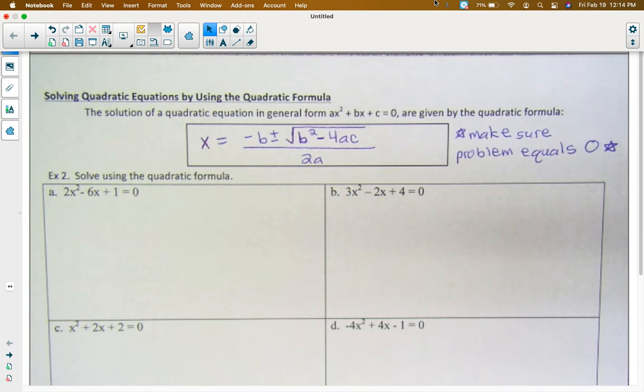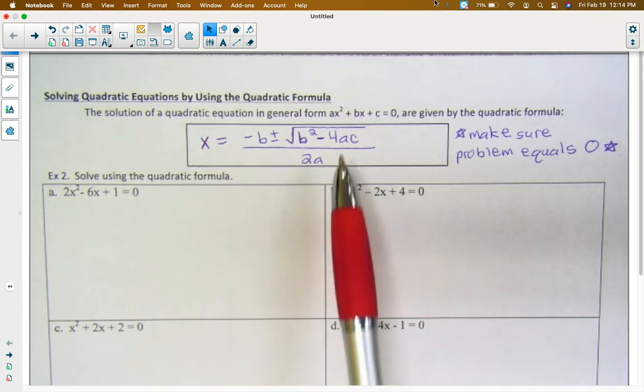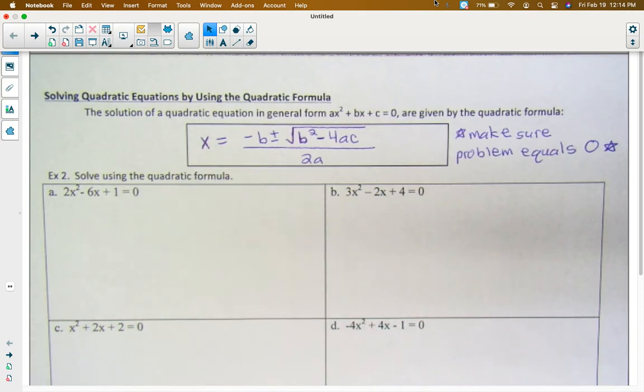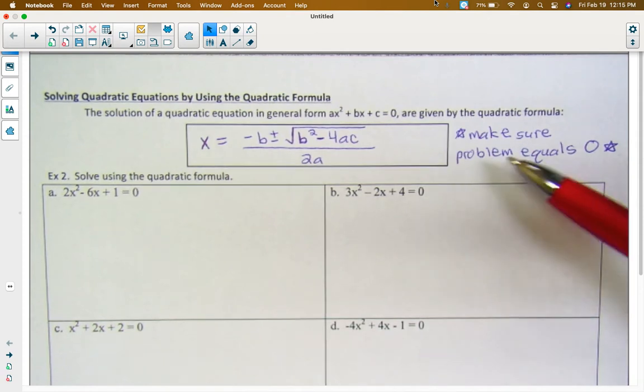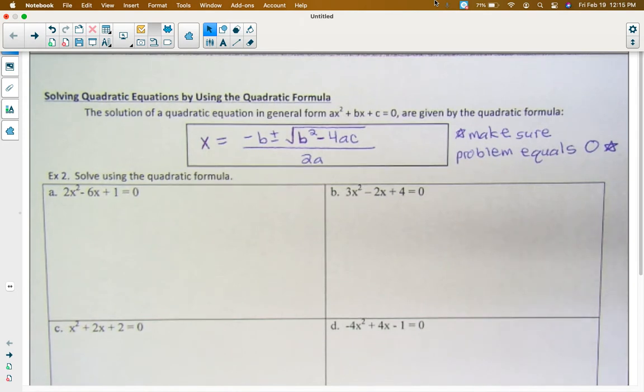So the solution of a quadratic equation in general form, ax squared plus bx plus c equals 0, is given by the quadratic formula, and this is the quadratic formula. Please write this down in your notes, highlight it, star it, something like that. And also make a note that when you use the quadratic formula, your problem should equal 0. If your problem is not equal to 0, you may need to subtract 5 from both sides or add 2x to both sides. You may need to manipulate it a little bit, but make sure that your problem is equal to 0 when you're doing the quadratic formula.